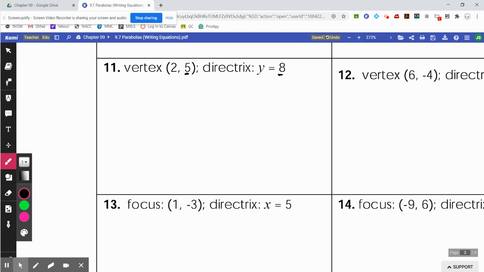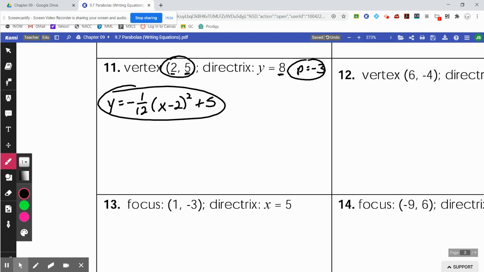So therefore, my p-value, since it cups down, will be a negative p-value. The distance from 5 to 8 would be 3, so therefore my p-value is -3. Since we said it cups down, that's a y equals or a vertical parabola. So we have y is equal to 1 over 4p. 4 times p is -12, so that's going to be -1/12. Now let's just worry about our vertex. To move it right 2, we're going to do x minus 2 in parentheses. To move it up 5, we're going to do a plus 5 at the end, and there's your parabola.